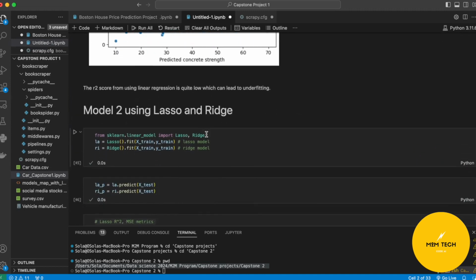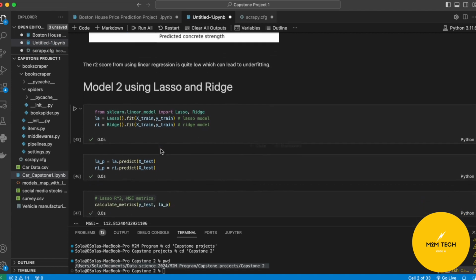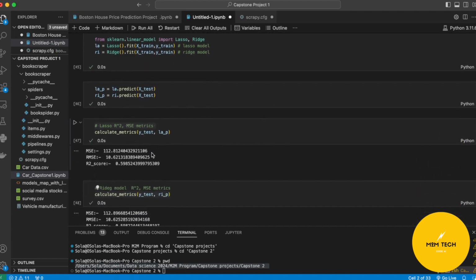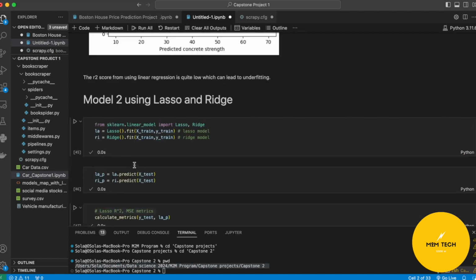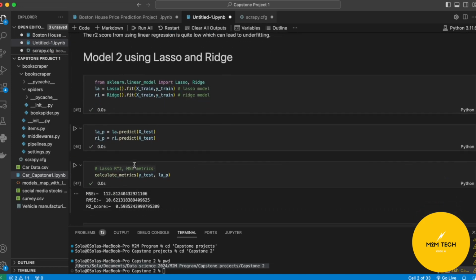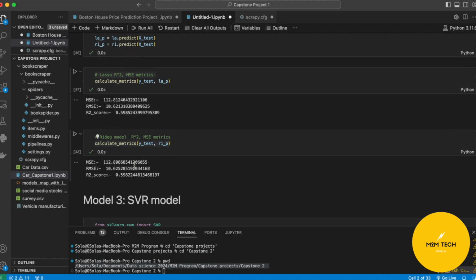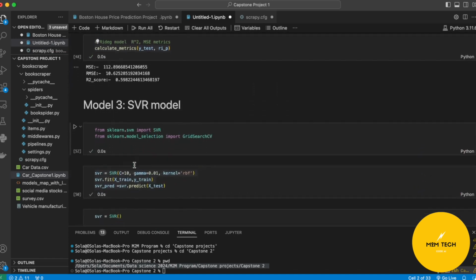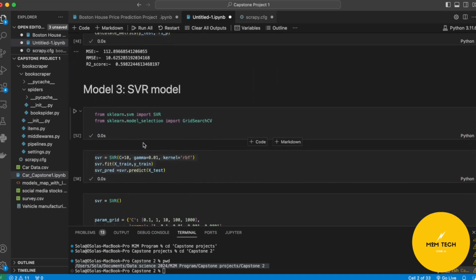So just to tweak this further, I decided to use lasso and ridge. For the lasso and ridge, the mean was 0.59, which is almost the same as what we had earlier. So there wasn't really any improvement. And then the third one would be the SVR model.